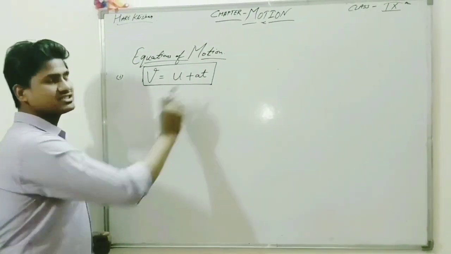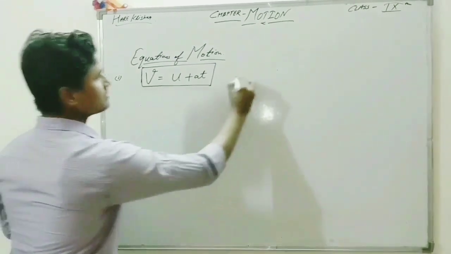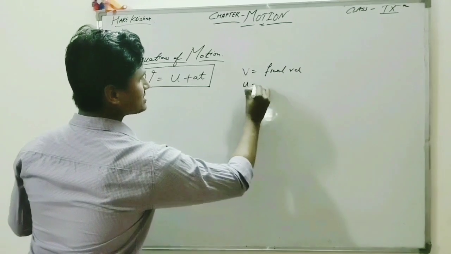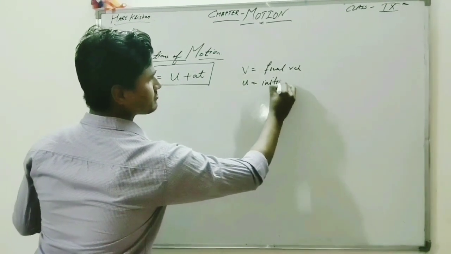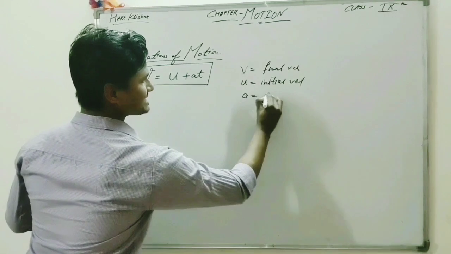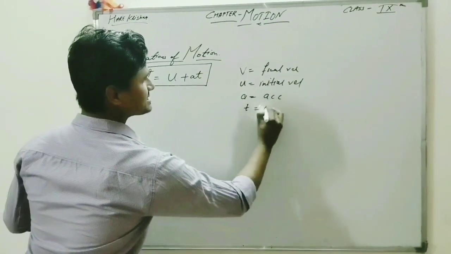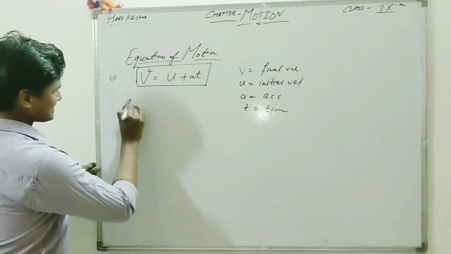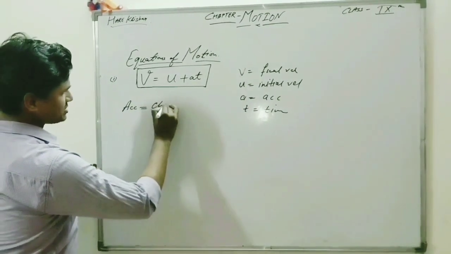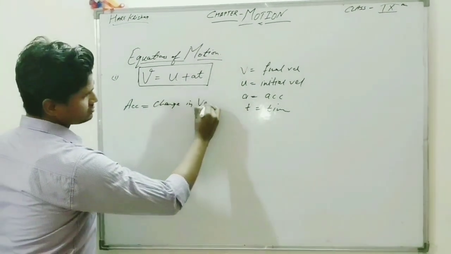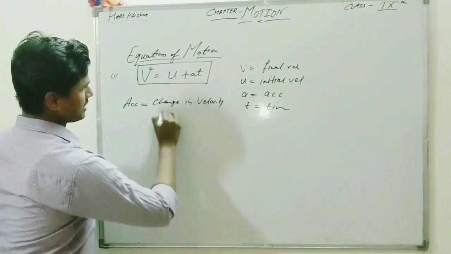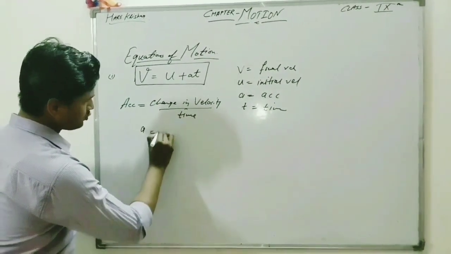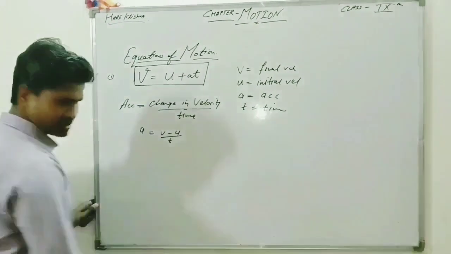Now, we will derive the first equation of motion. Students, here V is final velocity, U is initial velocity, A is acceleration and T is time. To derive this equation, we use acceleration is equal to change in velocity upon time. We can write it as A is equal to V minus U upon T.